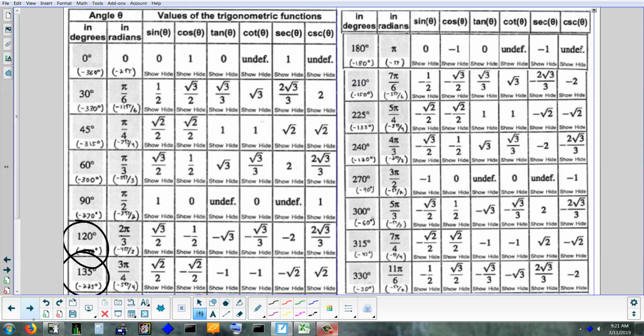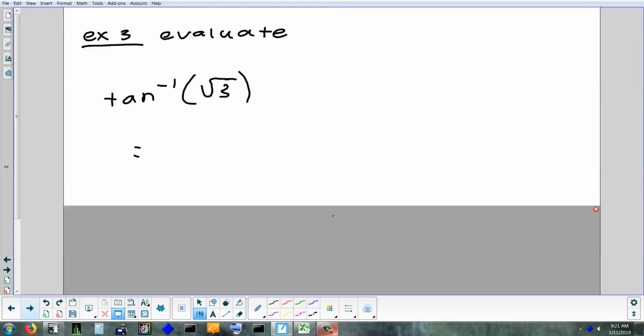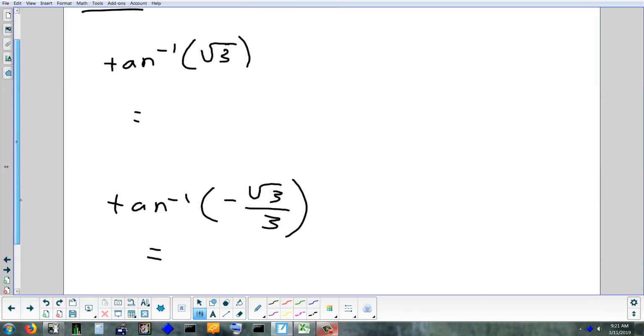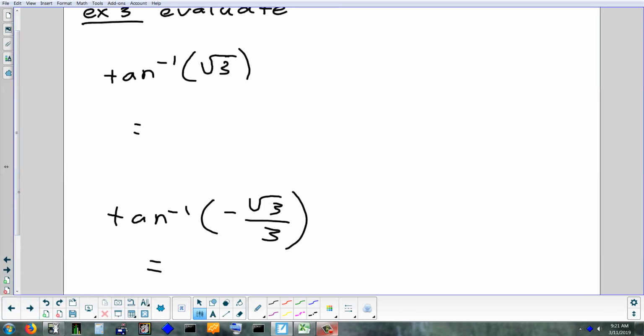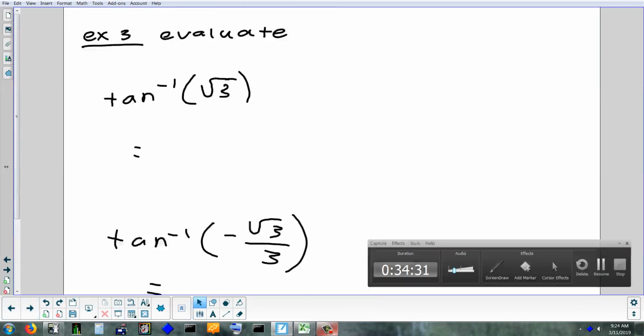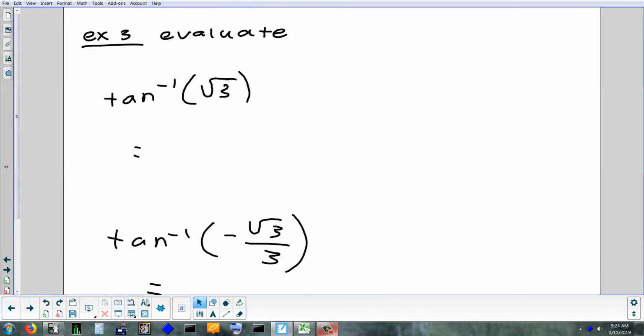Okay, so we'll try a couple with tangent, and then I'll show you how to do these on a calculator. Okay, so take a second, try those 2, and I'll get some calculators out if you want to practice typing it in. It's not that hard, but it is something you got to know for the test. Okay. So inverse tangent of root 3.